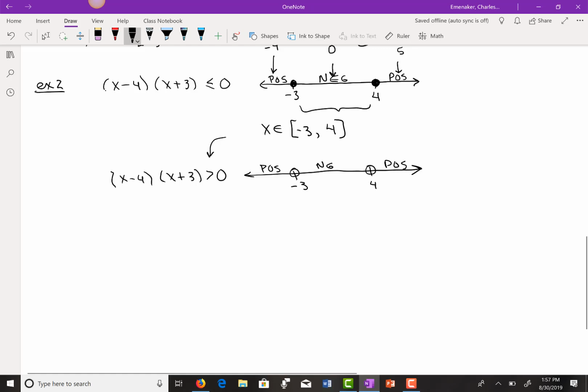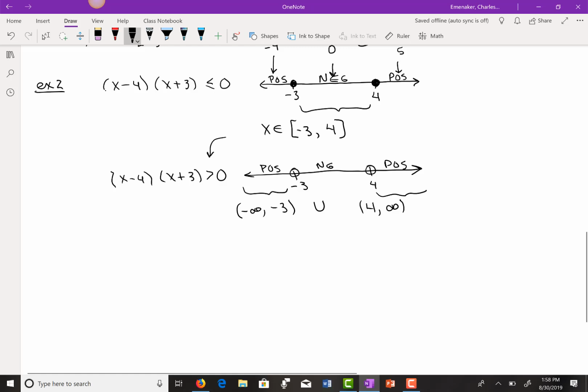Now when we go shopping, we're shopping for the positive stuff. Which means that we want this region and this region. That means that we want from -infinity over to -3. And notice I'm using a parenthesis. Why not a bracket there? Because you can't use the -3, right? Yeah. And along with that, union with, once again, a parenthesis, 4 to infinity. Does that make sense on how to build those?